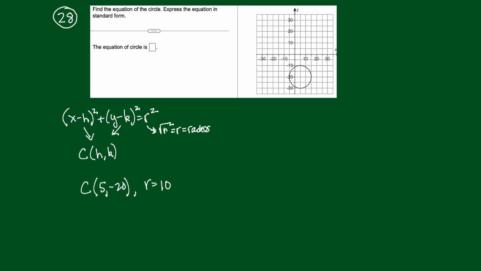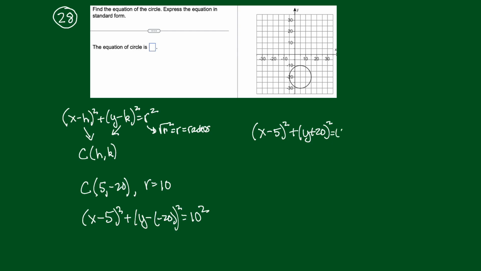So we're almost there. We can get the equation if we just put these numbers right in for h and right in for k. So let's do that. I'm going to substitute 5 for h, negative 20 for k, and 10 for r. So we will have x minus h, but the h is the 5, squared, plus y minus k, but the k is negative 20, so we'll have to clean that up, squared equals 10 squared. So I'll do it up here on the right. Here's what we're left with: x minus 5 squared plus y plus 20 squared, all equal to 100, and that is the equation of that circle that you see pictured there.